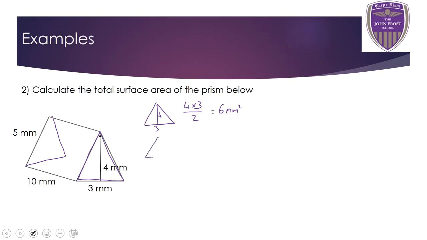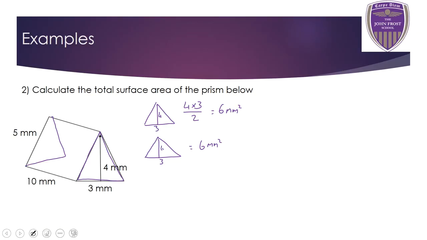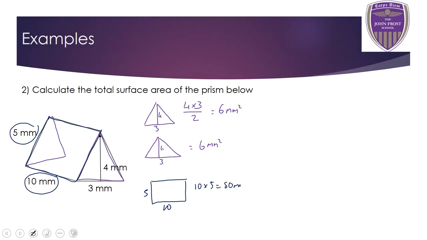So we've got another triangle with the same information on, and again, that's going to be 6 millimeters squared. That's 2 of the 5 faces. Okay, let's focus then on the other faces. So we've got this face that we can see on this side here, and that's going to be a rectangle, which is 10 by 5. So we draw out a rectangle, it's 10 by 5. So length times width on this one, it'll be 10 times 5, which is 50 millimeters squared.